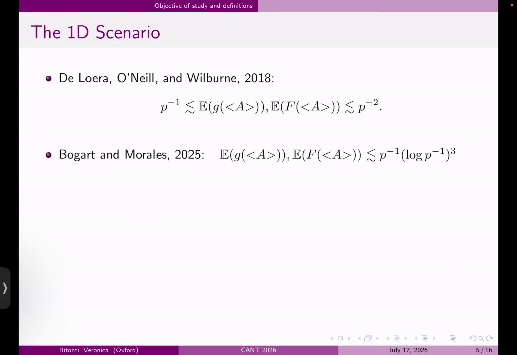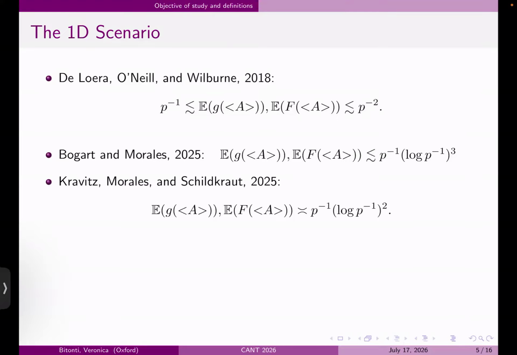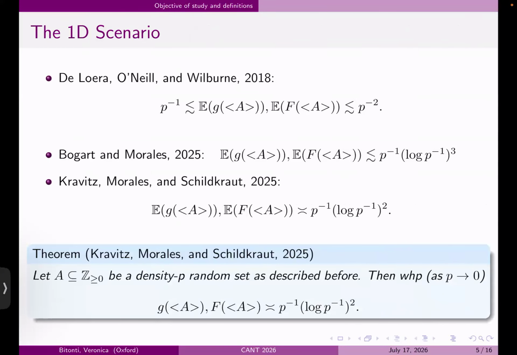Later on, Bogart and Morales in 2025 improved the upper bound to p inverse times log p inverse cubed. And in the same year, Kravitz, Morales, and Schildkraut showed that both the lower bound and the upper bound are roughly p inverse times log p inverse to the power of 2. So up to some constant value, the result about the one-dimensional case, about the Frobenius number and genus of our gap set, is basically solved. We know exactly what the shape is. And actually, they proved something even stronger, of which this expectation became a corollary, which is the corresponding with-high-probability result.